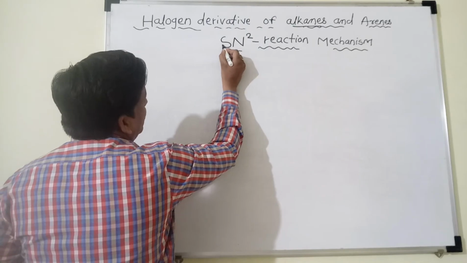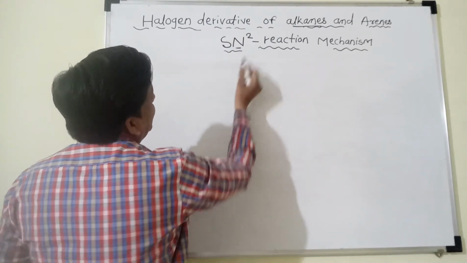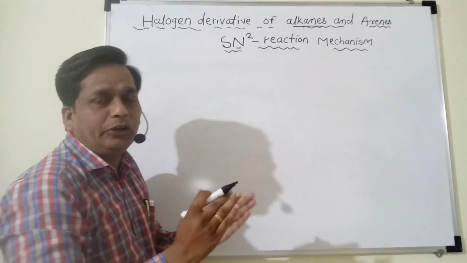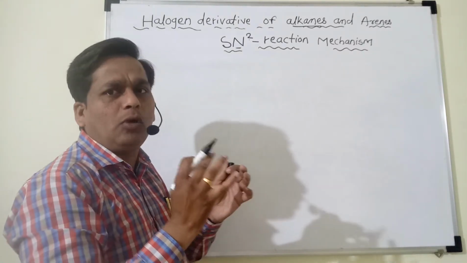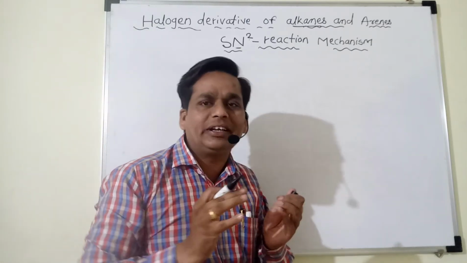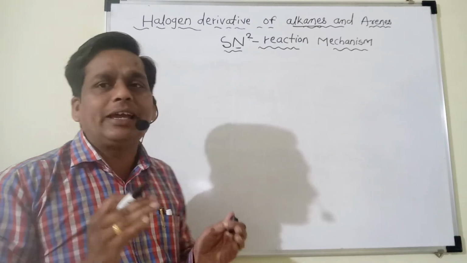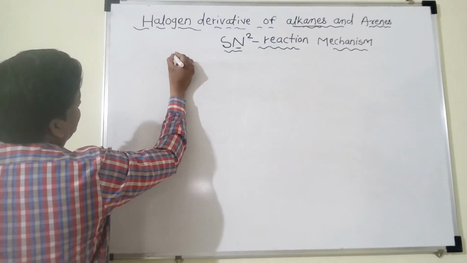S stands for substitution, N stands for nucleophilic and 2 stands for bimolecular reaction. That means in this reaction 2 reactant molecules are involved. Okay, so that is the SN2 reaction. SN2 reaction involves 4 steps. So now we see the first step.